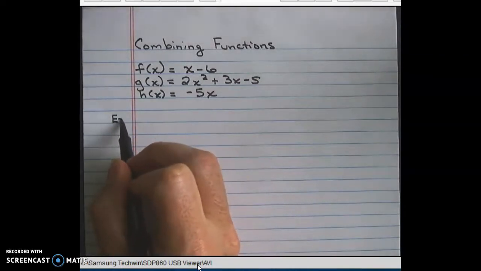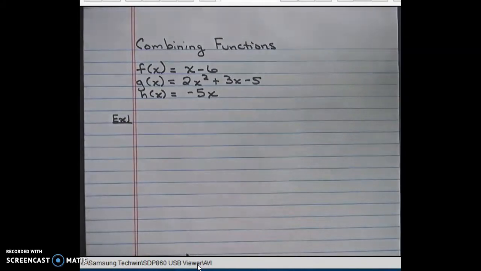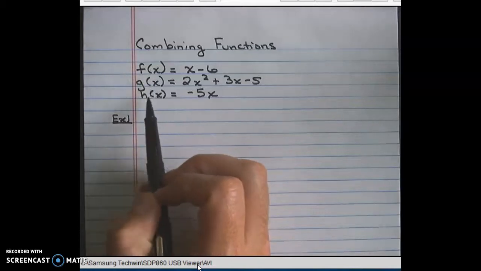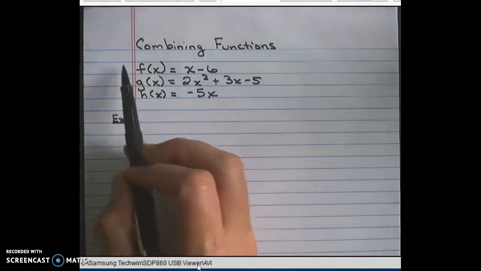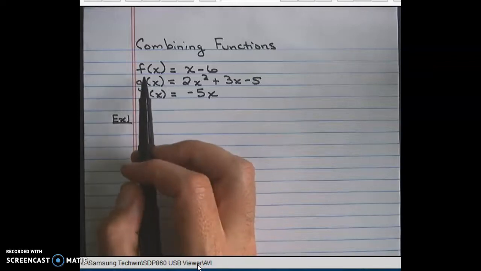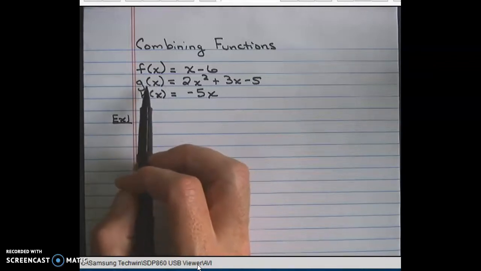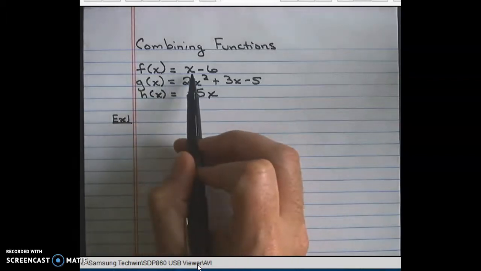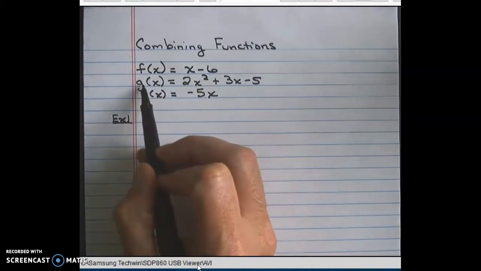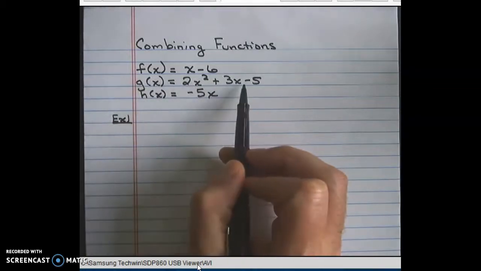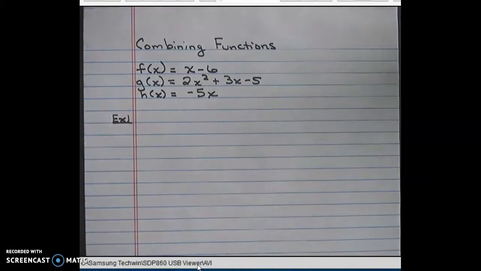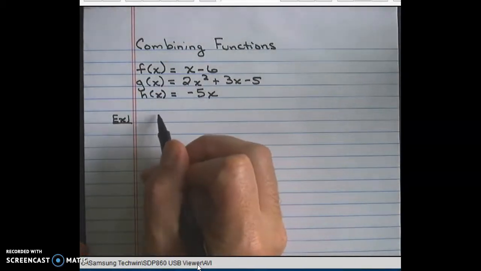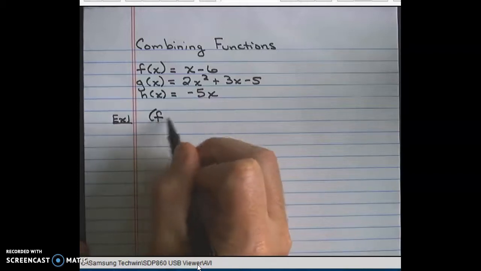Let me show you what a problem is going to look like here. Today you're going to be asked to combine functions. Up here we have three separate functions, basically three different y equals equations, but to tell them apart they call one f of x, one g of x, and one h of x. If they ask about f of x, they're talking about the equation x minus 6. If they ask for g of x, they're talking about this equation here, and of course h of x is negative 5x.